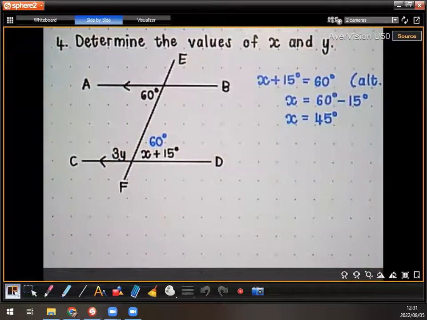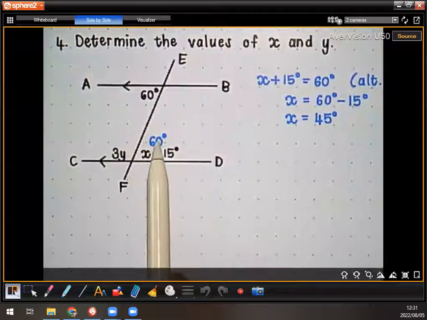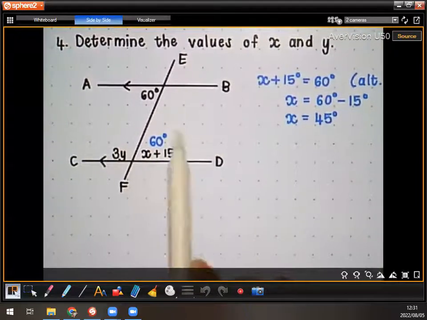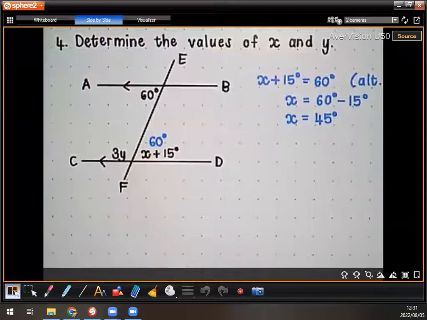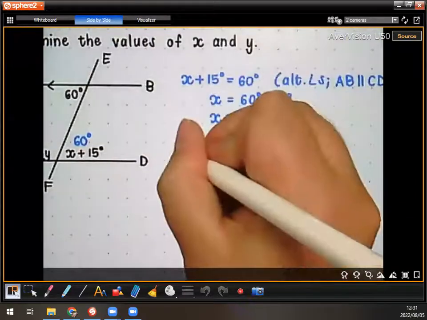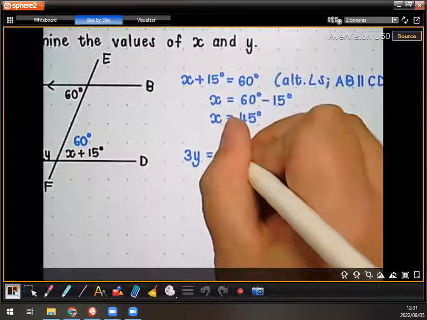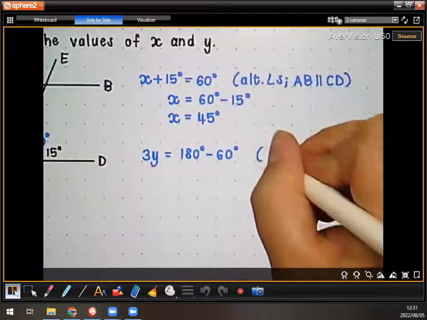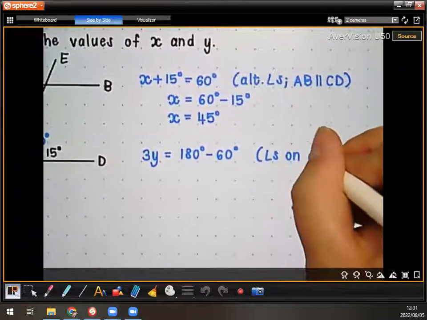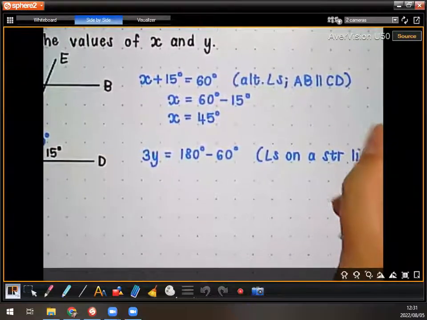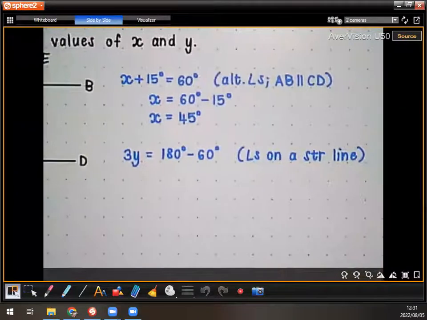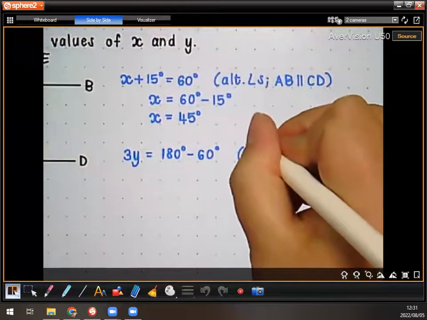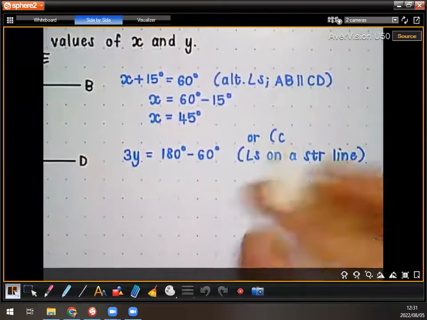Alright, so guys, let's do that calculation. Let's just go over that again. Angles on a straight line add up to 180. So because that is 60, I'm going to say 3y is 180 minus 60 degrees, angles on a straight line. Or for interior angles, your working would be exactly the same, guys. You would have that same first line.